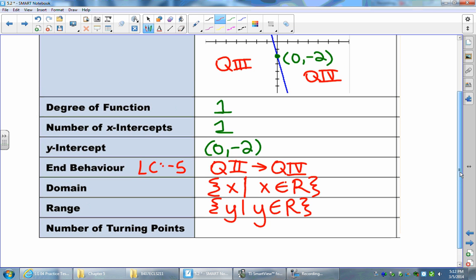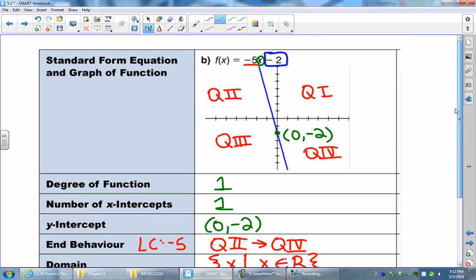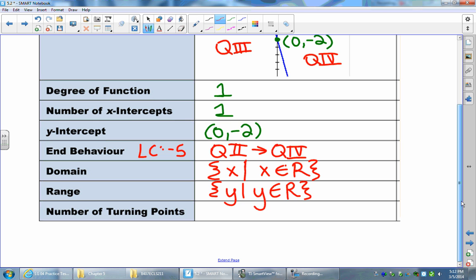Now the number of turning points is just the number of times the graph changes directions. Now if you look at this graph, the function doesn't change directions at all. It's one straight line. So we would say that it has 0 turning points.